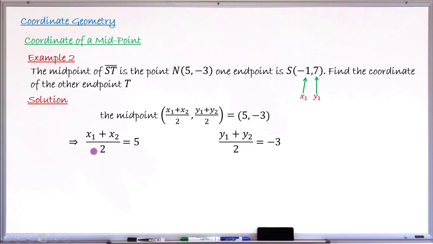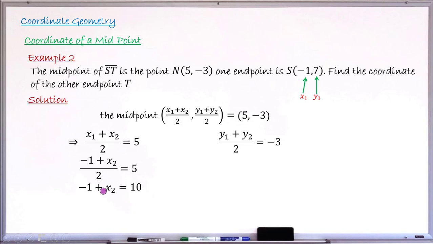Starting with this equation, I'll get my x2. In this equation also, I'm going to get y2. So let me start with the very first equation. Substituting x1 by minus 1, I'm going to have minus 1 plus x2 all over 2 equals 5. There, cross multiplying, I'm going to have minus 1 plus x2 equals 10.